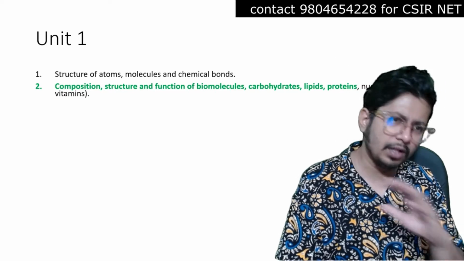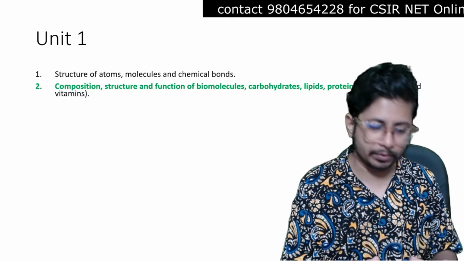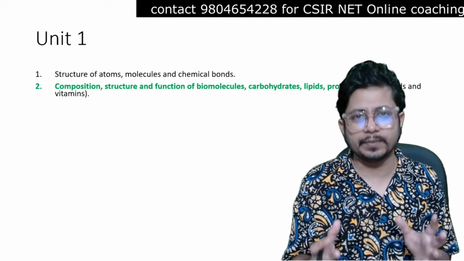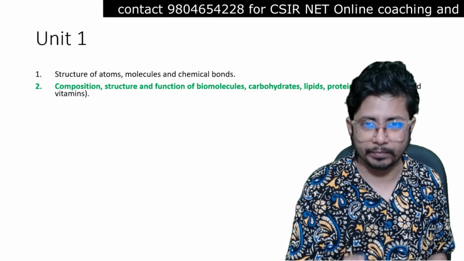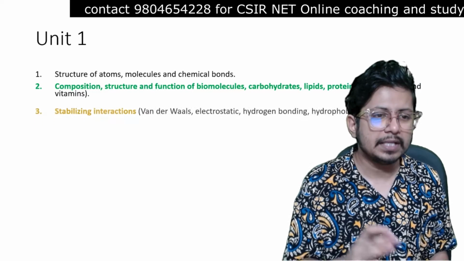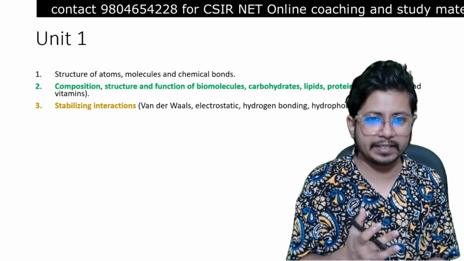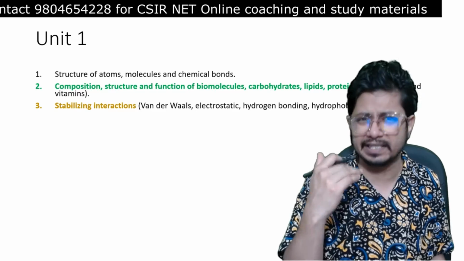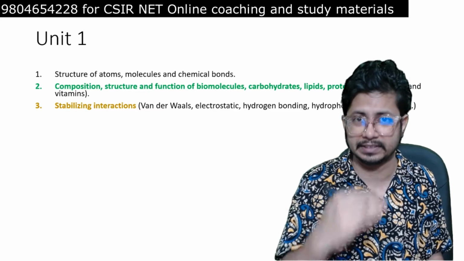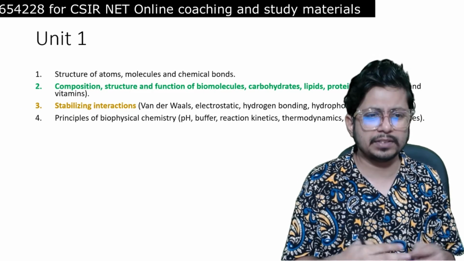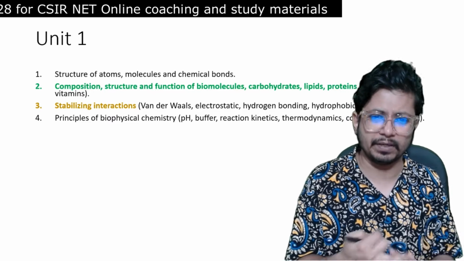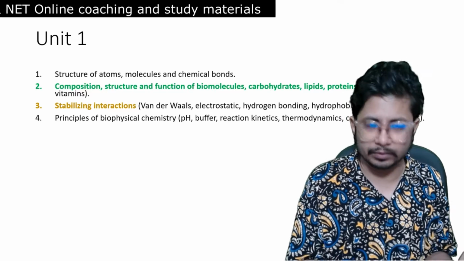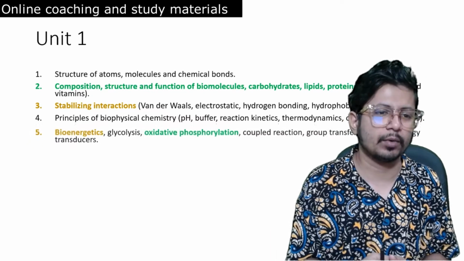Lipids and proteins, all the biomolecules, so macromolecules, be it proteins, be it nucleic acids like DNA and RNA structures, as well as the fatty acid structures, all are very important. That's why they are green. The next one is stabilizing interactions. Van der Waals, electrostatic, hydrogen bonds, all the kinds of bonds present are important, but this is a little lesser important, so it is denoted with the yellow color code. Principles of biophysical chemistry, pH, buffer, are not that important compared to the other two we have discussed. That's why we don't have any color coding.